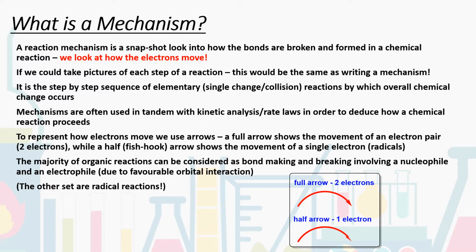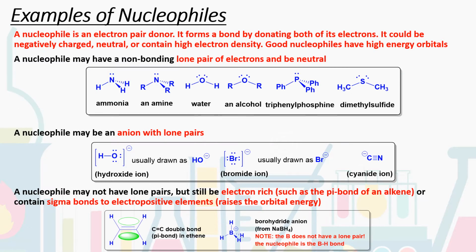And so the majority of organic reactions can be considered as bond making and breaking, and they normally involve a nucleophile and an electrophile. And this goes back to this idea of favourable orbital interaction. The other set that doesn't involve a nucleophile and electrophile are the radical reactions. But the majority of them is bond making and breaking involving a nucleophile and an electrophile. So let's start to think about what these nucleophiles and electrophiles might be.